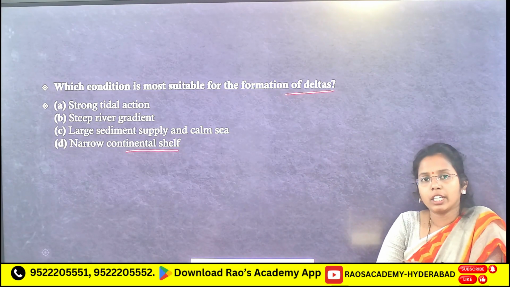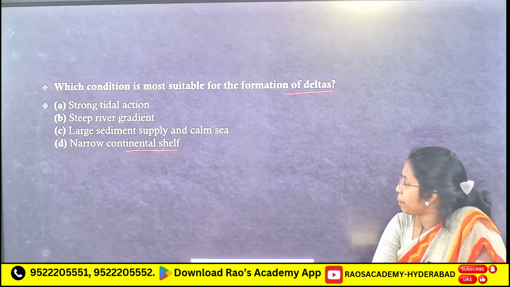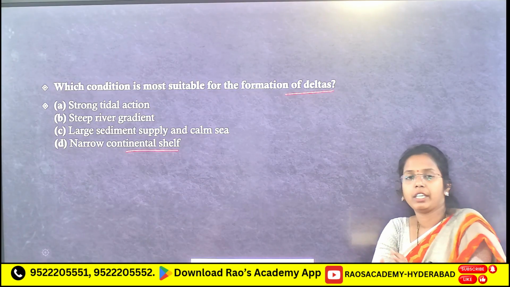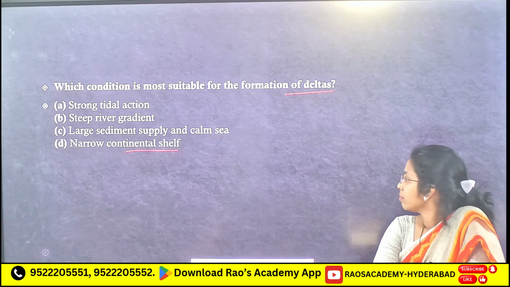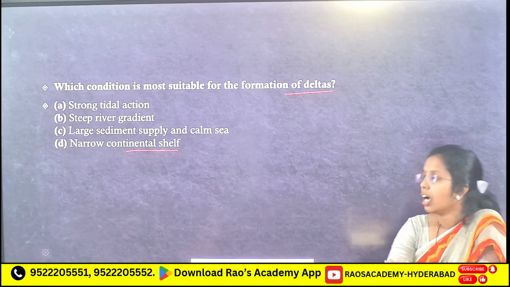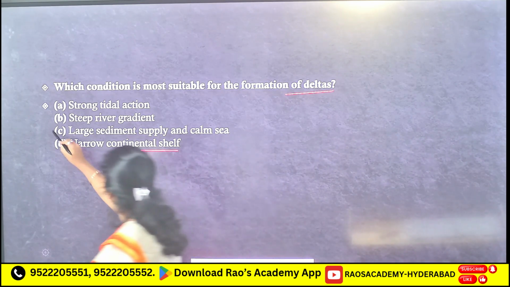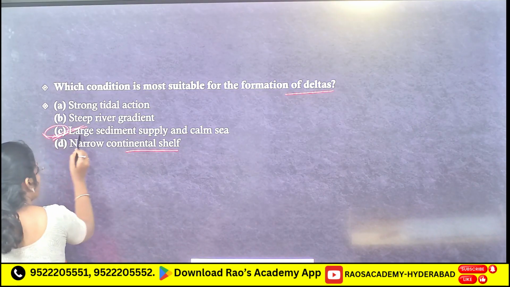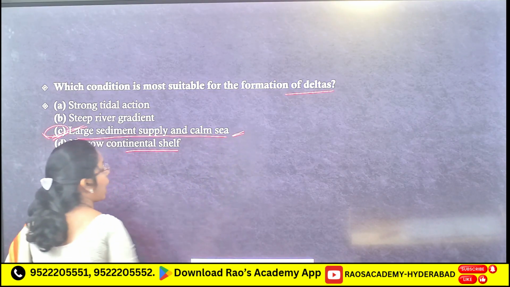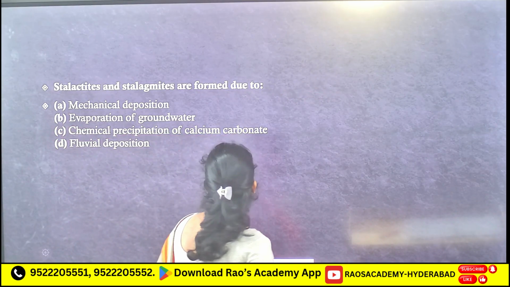If strong tidal action is there, can a delta or a river course deposit? Steep river gradient is there, steep river gradient. Large sediment supply has to be there and calm sea with low tidal action. Large sediment supply with calm sea has to be there for delta formation.